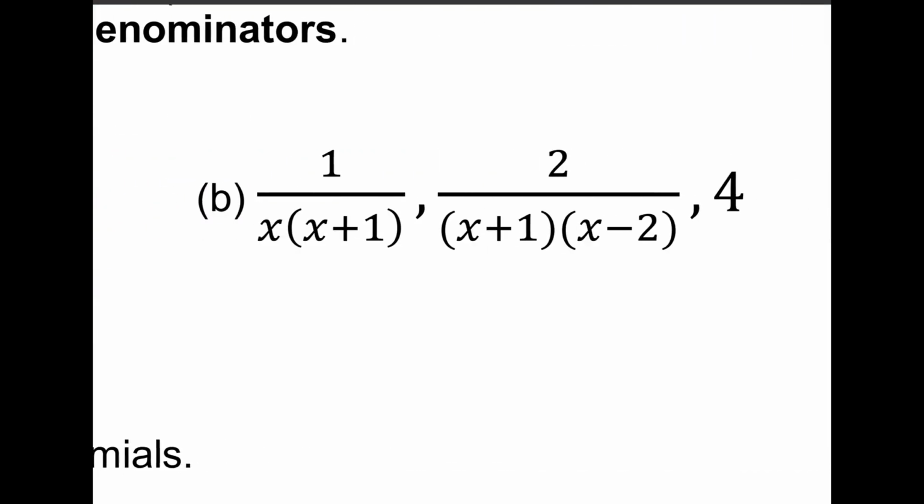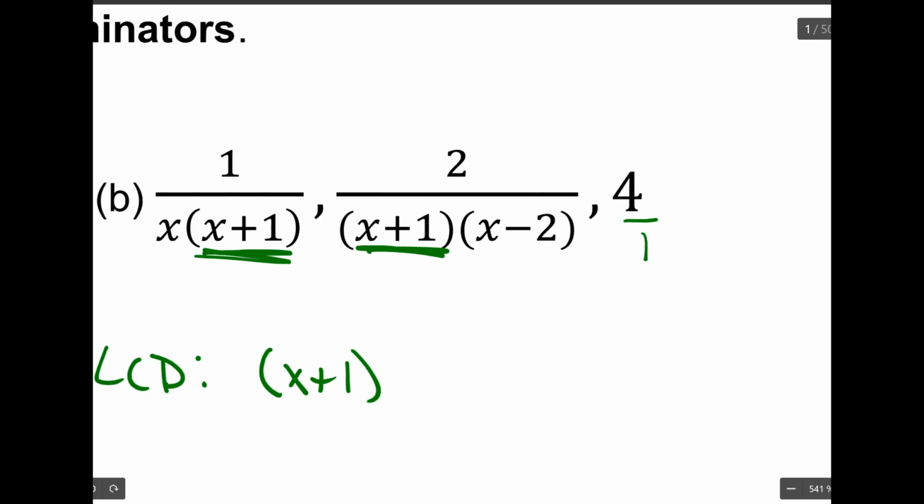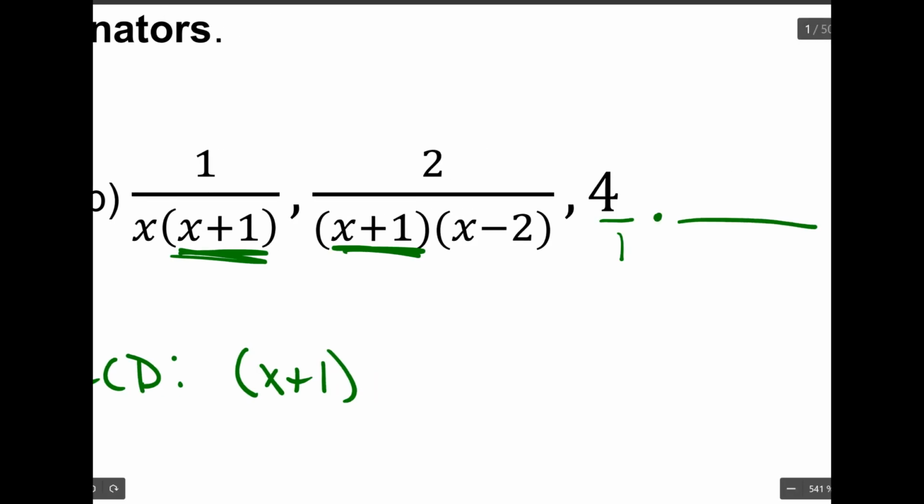Let's try this one. What would be the least common denominator? Let's see. So I have 4 over 1, 2 over (x plus 1) times (x minus 2), and 1 over x times (x plus 1). So I need something that all of these can go into. I see that there's an x plus 1 right here and an x plus 1 right here. So I think my least common denominator needs to have an x plus 1 in it. Oh dear, you know what that means? I'm going to have to multiply 4 by (x plus 1) over (x plus 1).